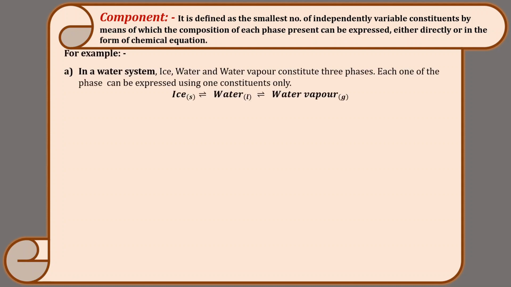And their examples. First example, in a water system, ice, water and water vapor constitute three phases. Even though there is a presence of three phases, each one of these phases can be expressed using one constituent only, that is H2O. And this is the equation: ice in equilibrium with water in equilibrium with water vapor. So there are three phases present, but each phase consists of H2O, that is a one component system.